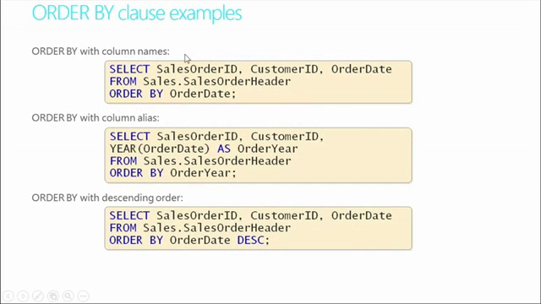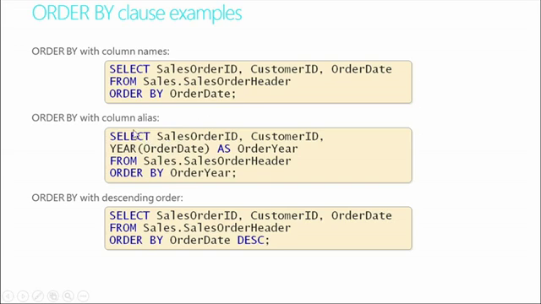So we're doing a select sales order ID, customer ID, and order date from the sales order header, and we're going to order it by order date. So it's going to give us three columns: sales order ID, customer ID, and order date, and we're going to order it chronologically, I think is the right word, by order date.